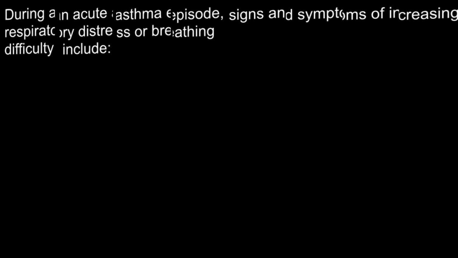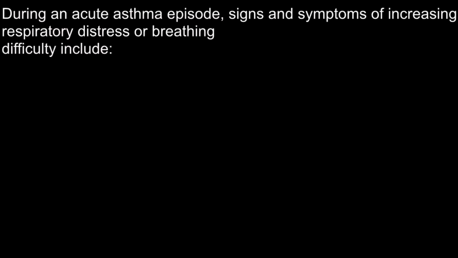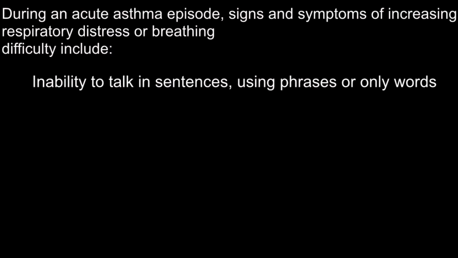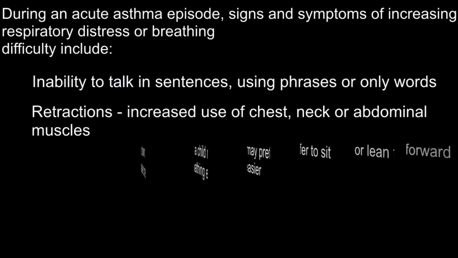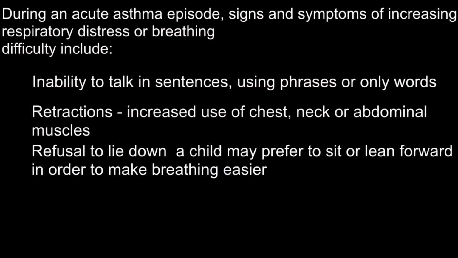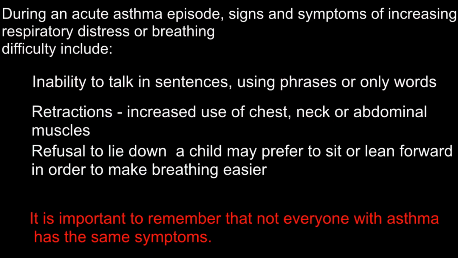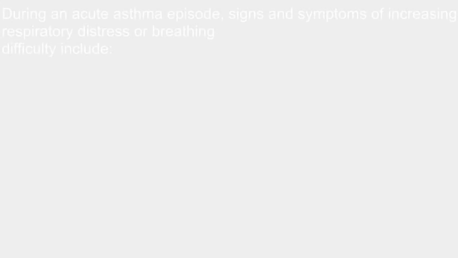During an acute asthma episode, signs and symptoms of increasing respiratory distress or breathing difficulty include inability to talk in sentences, using phrases or only words, retractions, increased use of chest, neck, or abdominal muscles, and refusal to lie down. A child may prefer to sit or lean forward in order to make breathing easier. It is important to remember that not everyone with asthma has the same symptoms.